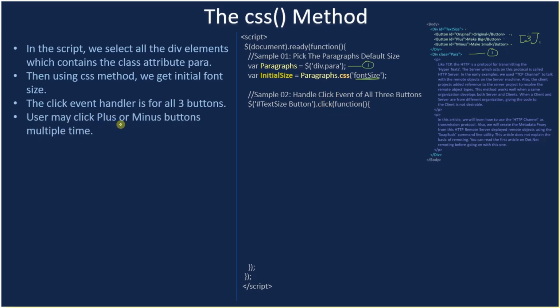The user may click the plus or minus button multiple times, right? This is our HTML buttons. They can click plus or minus multiple times. If they click plus multiple times, we need to increase the font gradually, right? And the moment they click minus, we have to reduce the font size, right? That means here we have already initialized the font size with the current value.